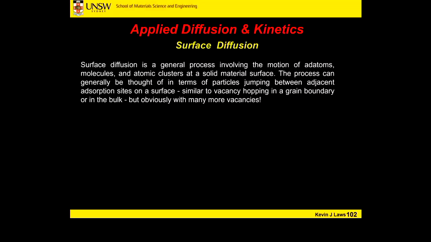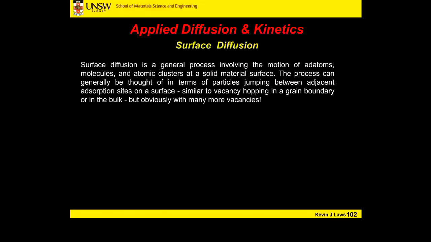Going to make a few quick notes on surface diffusion. We're nearly done for today. So surface diffusion is a general process involving the motion of atoms or molecules. Okay, so remember our grain growth lecture where atoms were moving through our diffusion boundary layer, adding to the surface atoms, or clusters at a solid material surface. The process can generally be thought of in terms of particles jumping between adjacent adsorption sites on a surface, similar to vacancy hopping in grain boundary or in the bulk, but obviously with many more vacancies.